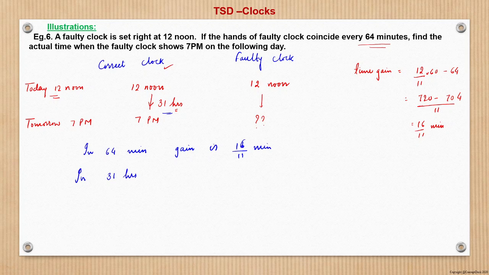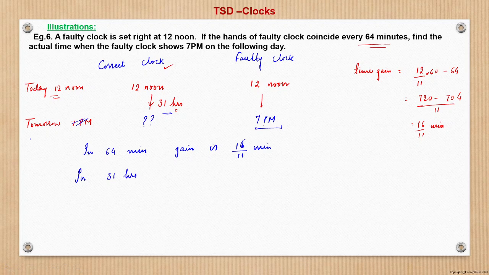Find the actual time when the faulty clock shows 7 p.m. So here actually the faulty clock is showing 7 p.m. So certainly the correct clock will be showing some time which will be less than 7 p.m. Right? Which will be less than 7 p.m. So here this is the 7 p.m. is the time being shown by the faulty clock, right?